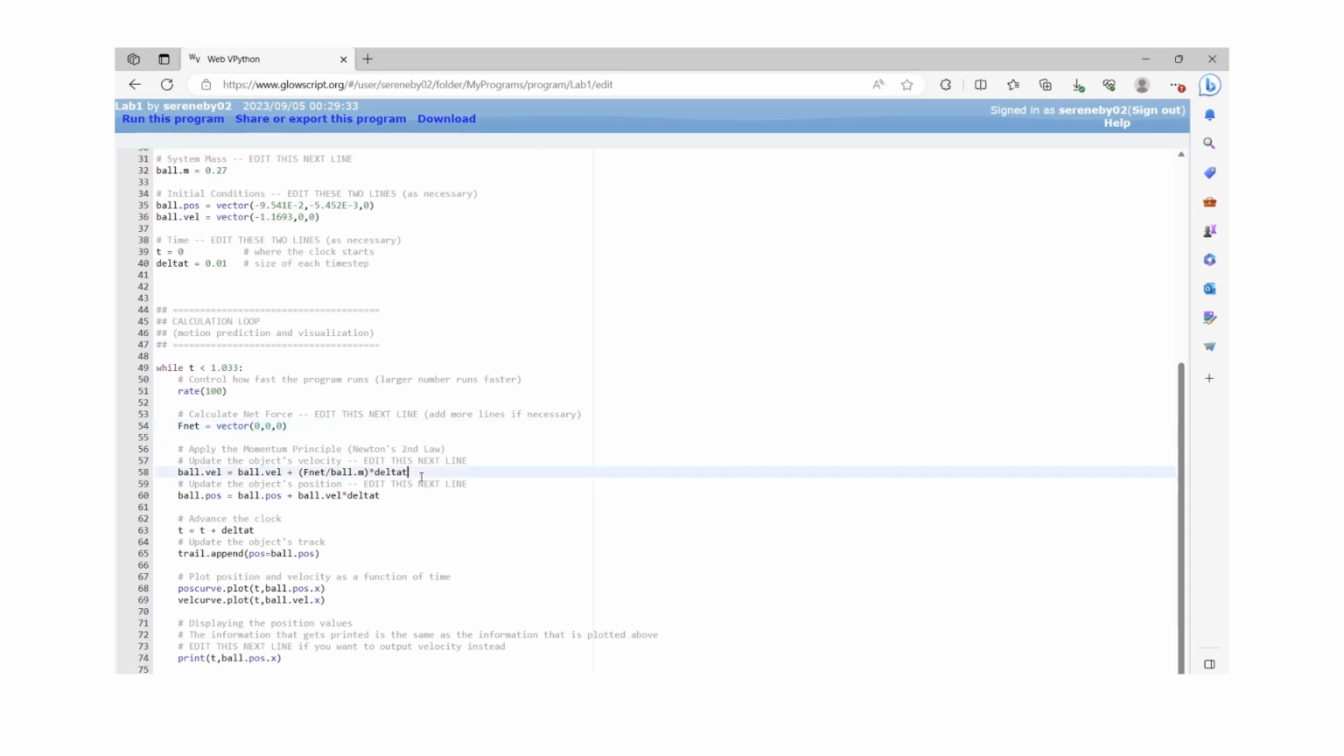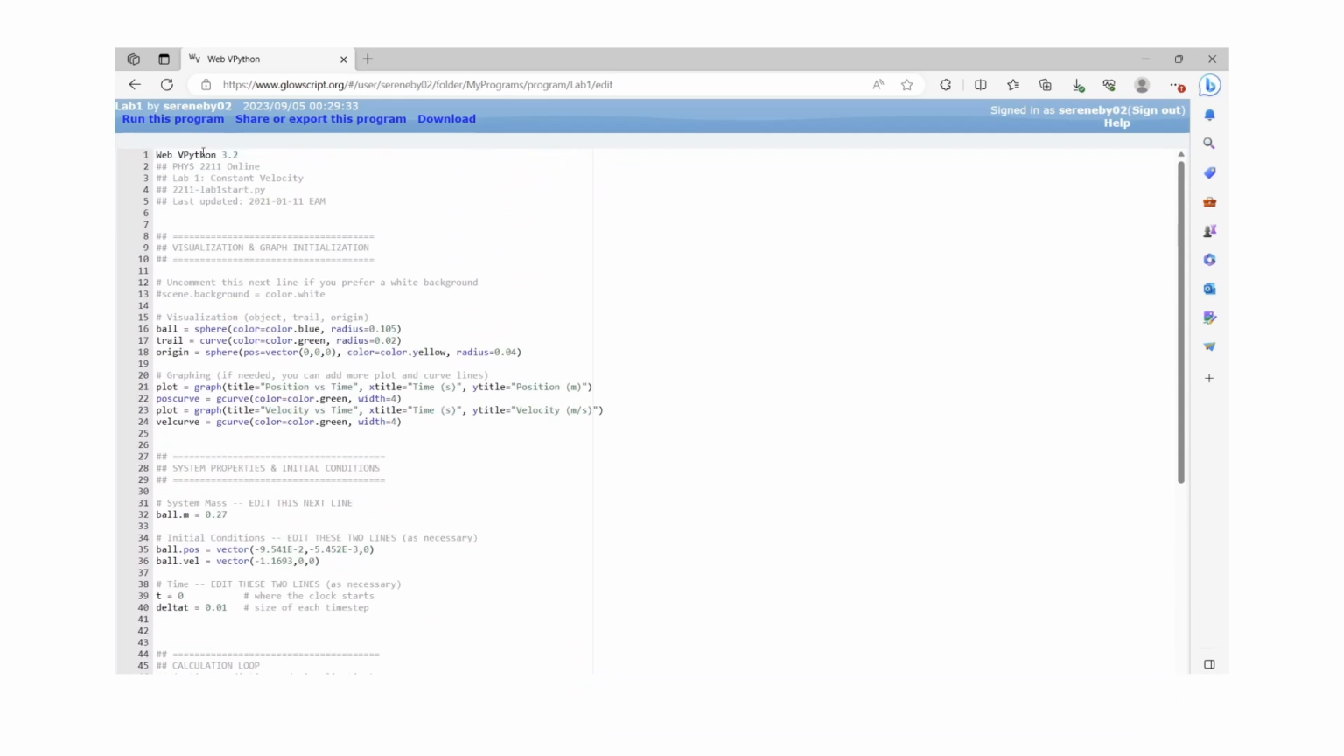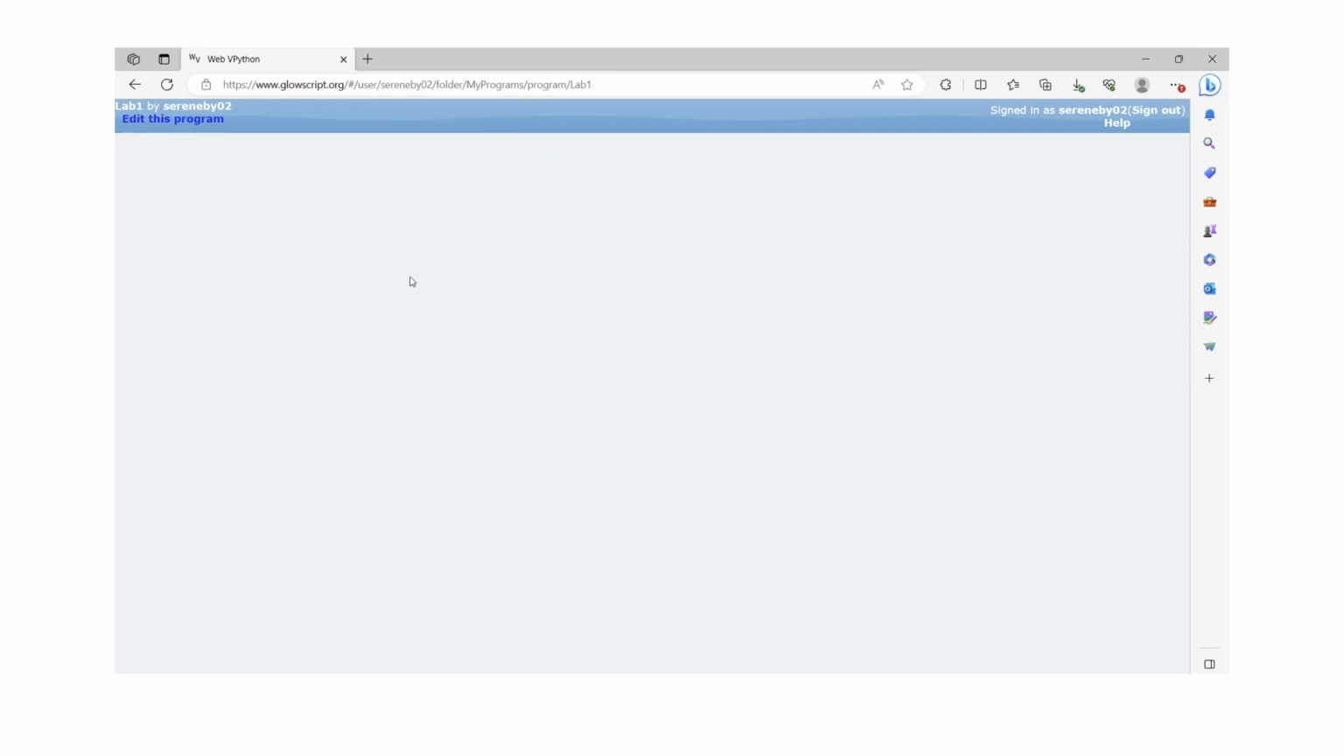And here, based on the momentum principle, we have the momentum update formula, which is the final momentum equals the initial momentum plus the net force times the change in time. And from that formula, we derive the velocity update formula, which is what we have here. And then we have the position update formula here. The final position equals the initial position plus the velocity times change in time. Then let's run the program.